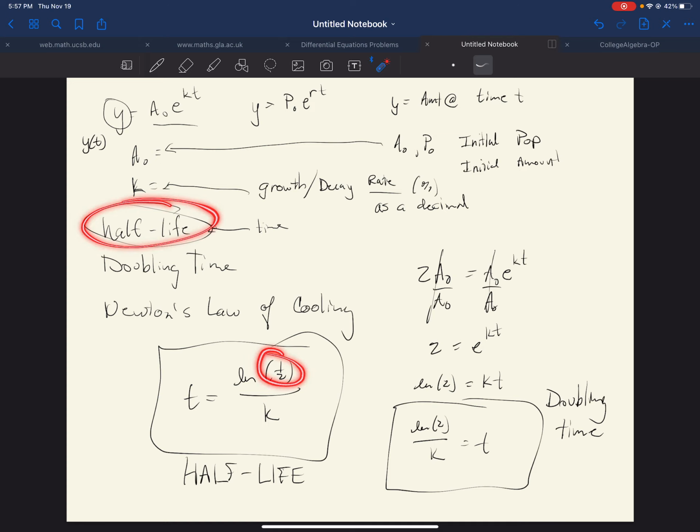Half-life is ln of a half. Double time is ln of 2. They're both over k. So half, you put a half in there. Double means 2 times, and so put a 2 in there. That's why I like it. And then the final thing in here, and I'll show it to you more than just writing it down. I'll show it to you in the book.